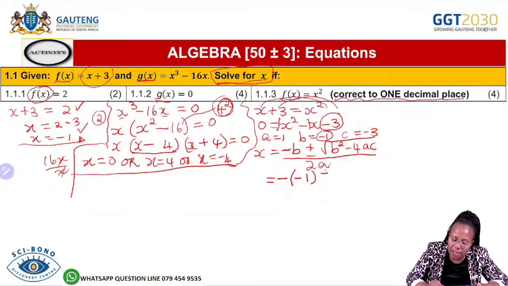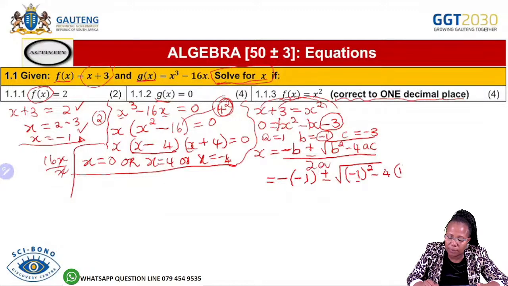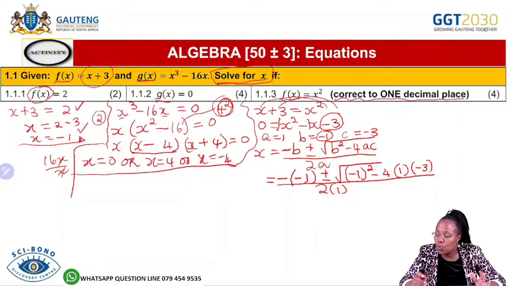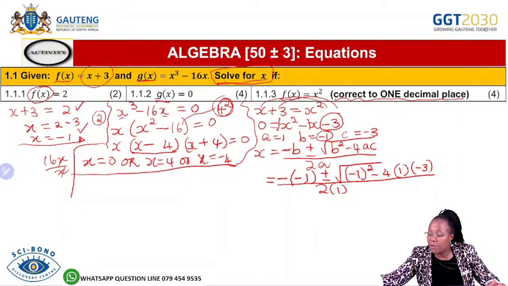And then we have plus minus the square root. For the b value, we are having a minus 1 squared. Look at that, it is exactly the same as that one. And then we are having the minus 4. What is the a value? A is 1. And the c value is minus 3. And then all over 2. What is the a value? A value is 1. And then grade 12, from this one, do not do the partial simplification.